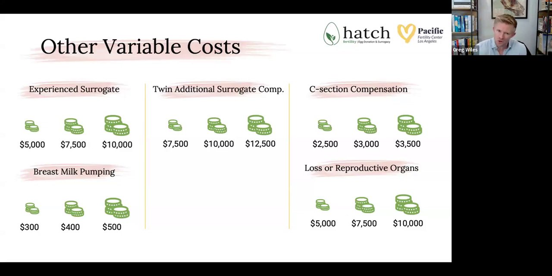Again, we can't force the surrogate to pump milk for you, and they may say 6 months, but their life situation needs them to stop at 2 months. That's just a risk you're willing to take or having to take. But that is a usual arrangement that happens in these surrogacies.